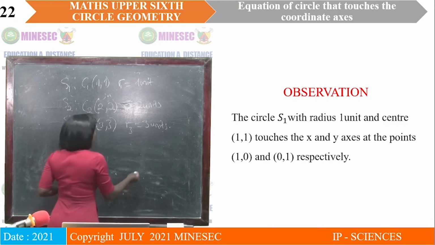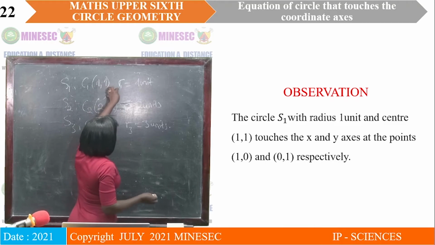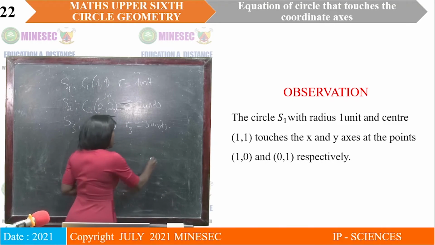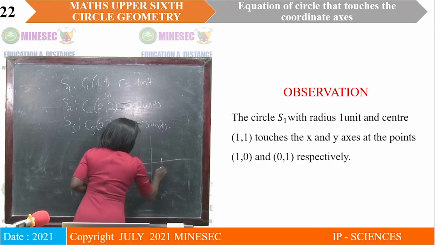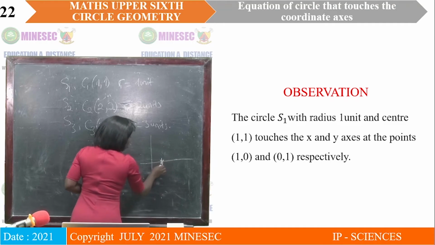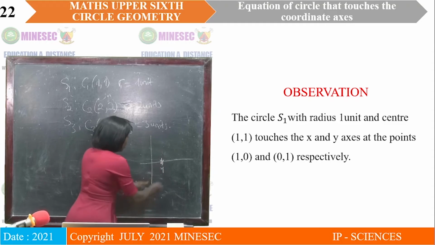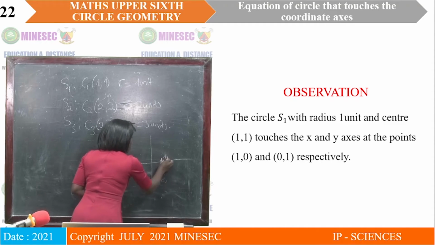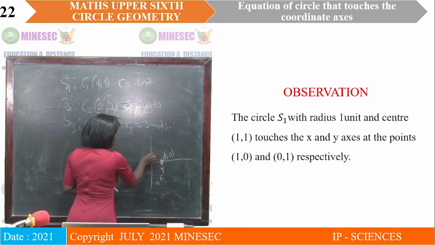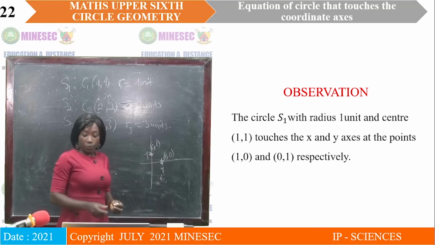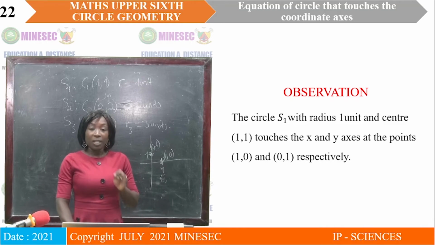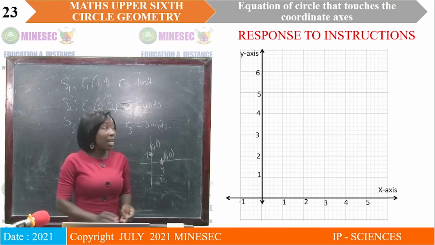That means when you have a center (1, 1) and radius 1, it will touch the x and the y axis. It touches the x-axis at the point (1, 0), and the y-axis at the point (0, 1). So we have as observation that the circle touches the coordinate axes at the points (1, 0) and (0, 1). Now let's look at the next one.